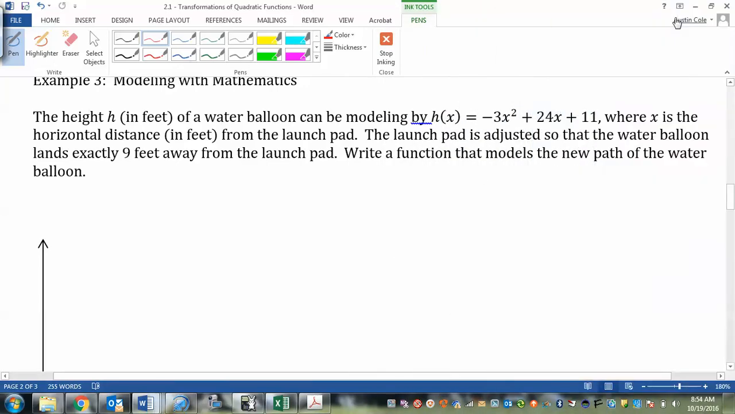Okay. Now, some of this is going to be new, so hang with me here. These 2 problems will take a little bit. It says the height h in feet of a water balloon can be modeled by this function. H of x, that's why it's h, because of the height. H of x equals negative 3x squared plus 24x plus 11. Now, is that in vertex form?